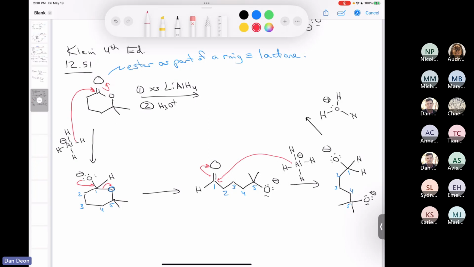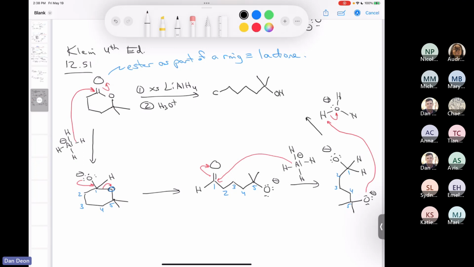But all that's going to happen is this guy's going to grab a proton, and then the other oxide or alkoxide is going to grab a second proton. Okay, so we end up protonating both. And so what do we end up with? We end up with something that looks like this. We have 1, 2, 3, 4, 5. We have our dimethyl. We have an alcohol here.